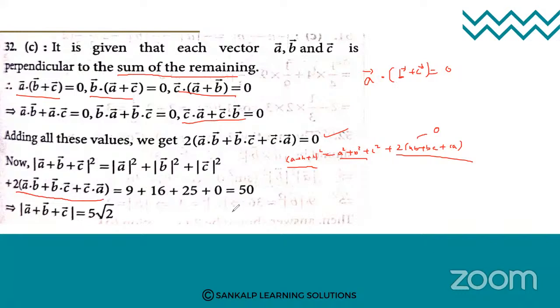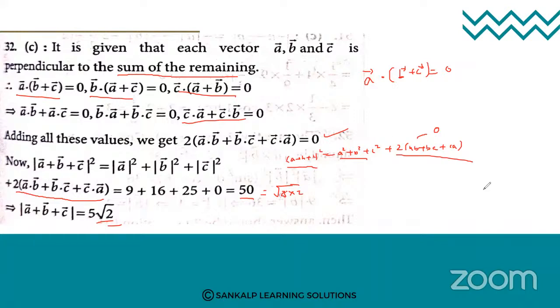Next, 9 plus 16 plus 25 is equal to 50. When we take the square root of this, we can write it as 25 into 2, so the square root will be equal to 5 root 2. So 5 root 2 will be the final answer. So option C is the right answer.